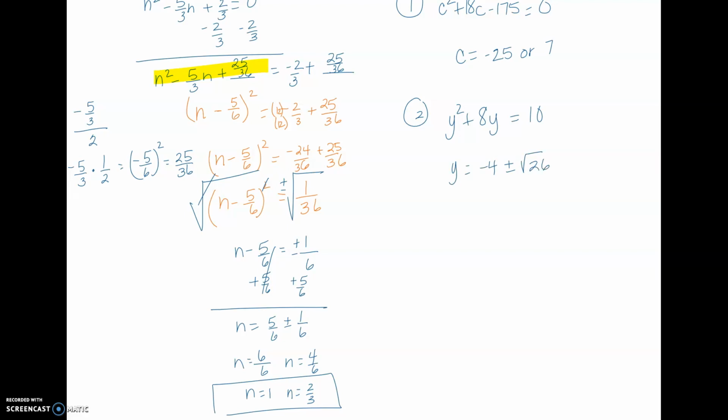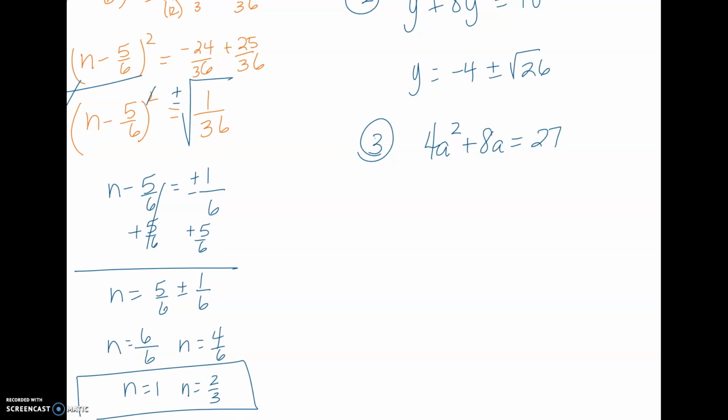And then I want you to try one like we just did, where the coefficient in front of a is greater than 1: 4a squared plus 8a equals 27. Notice again, your c is already moved to the other side. When you solve this, you should get a equals negative 1 plus or minus the square root of 31 over 2.